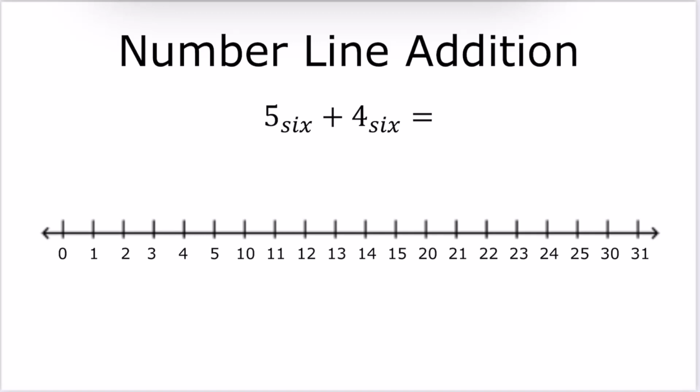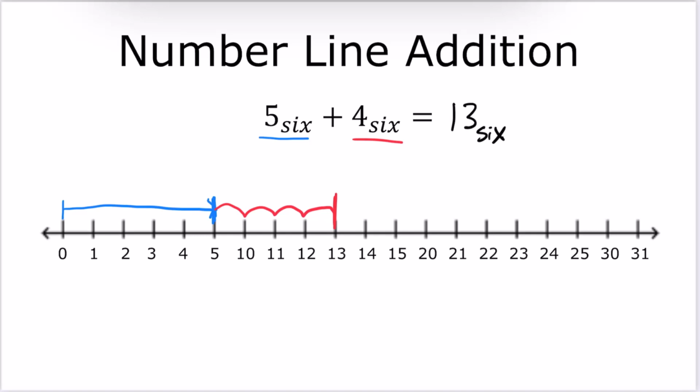If I have 5 plus 4 in base 6, one way I can model this is with number line addition. Since I'm starting at the number 5, I can go to the number 5 on my number line, which is right here. Then if I'm adding 4, that means I'm going to go forward 4 units. So here's 1, 2, 3, 4 units. And that tells me that 5 plus 4 in base 6 equals 13 base 6.